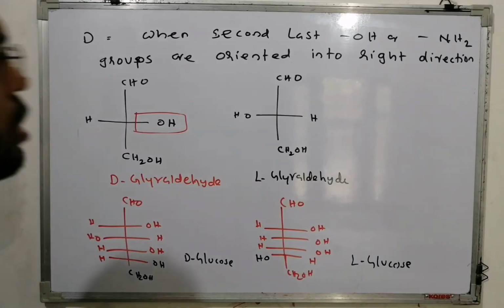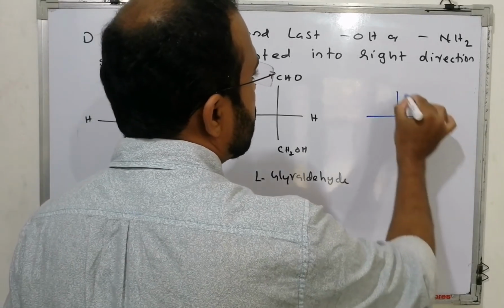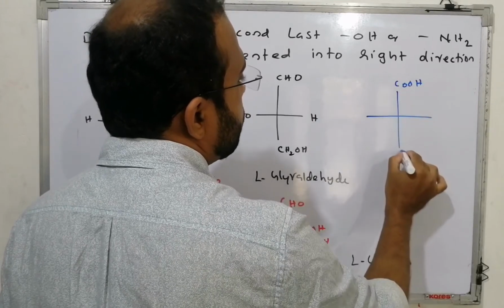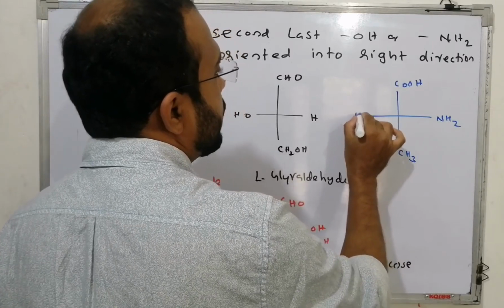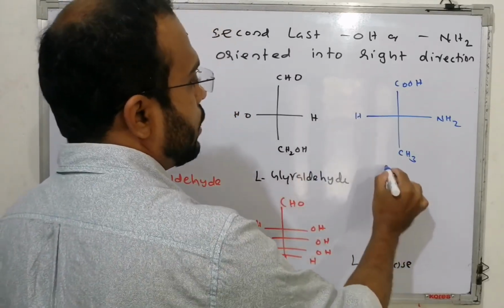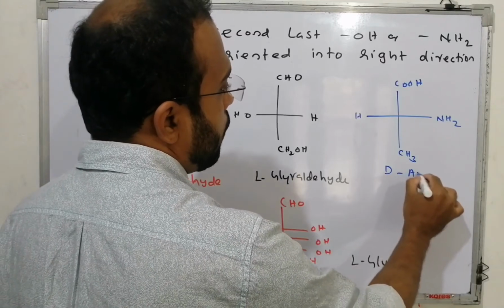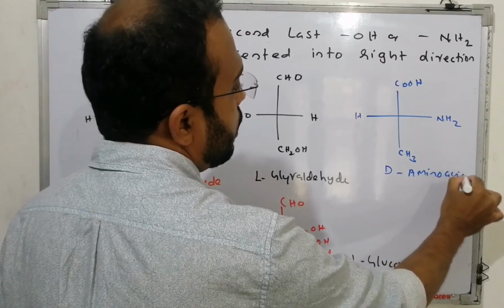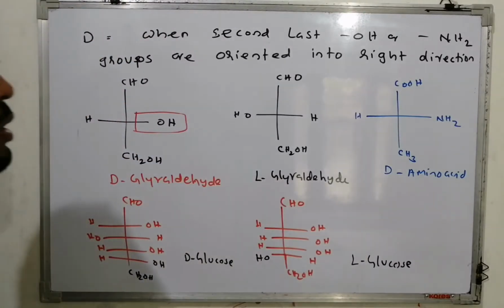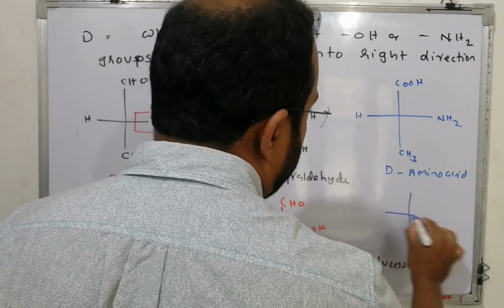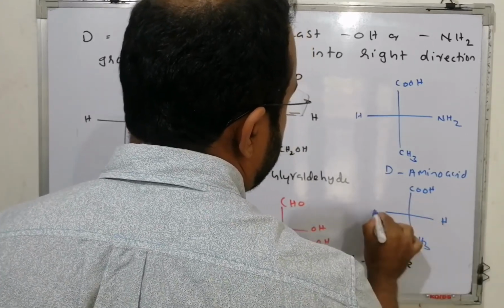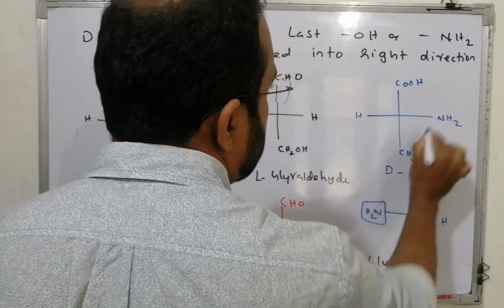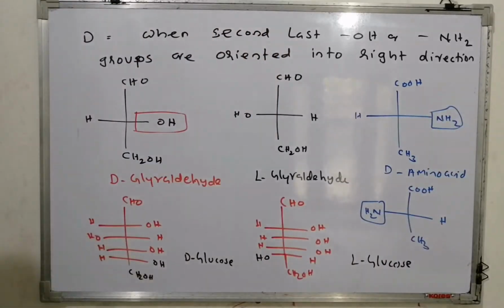Now in the case of amino acids also this is possible. Suppose you have an amino acid: COOH, CH3, NH2, H. This is a D amino acid, D-alanine. Now L, if it is L, reverse order: COOH, CH3, H, NH2. This is the second last. Therefore, this is what D and L are about.